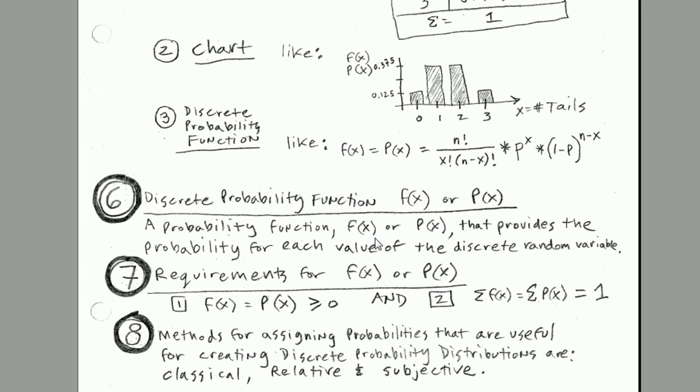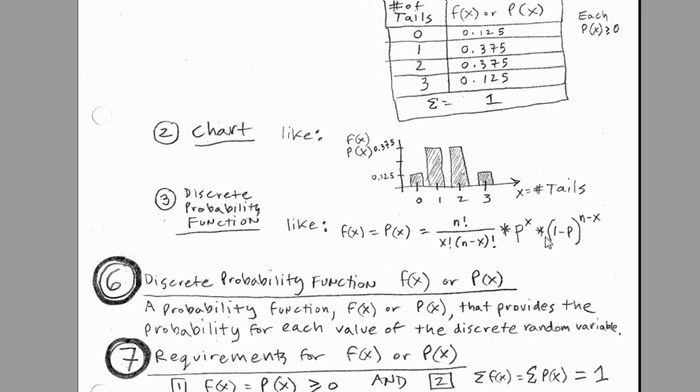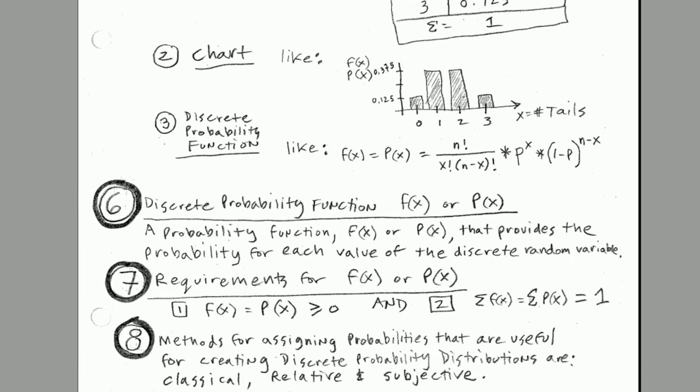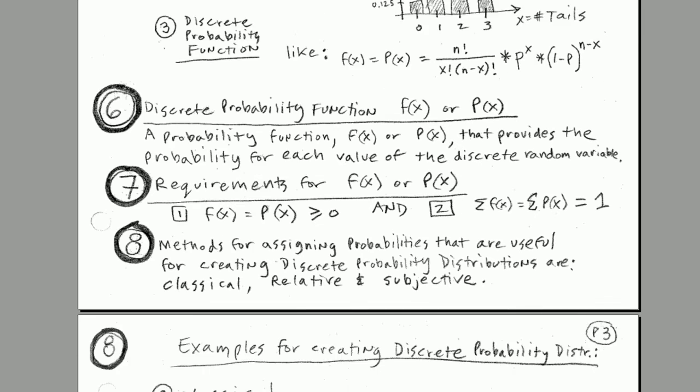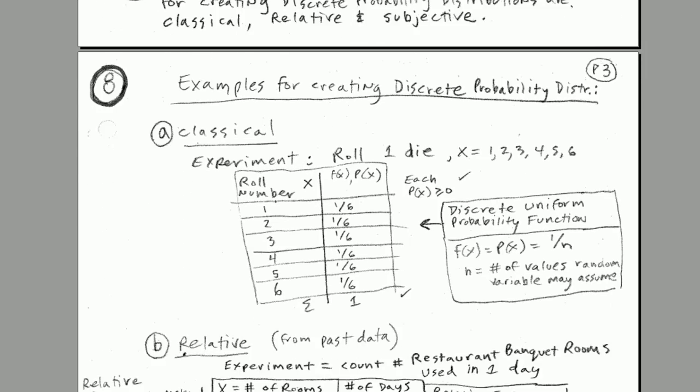This p of x or f of x will provide the probability for each value of the discrete random variable. So here's one of the values, here's the other value. Each one of these probabilities can be calculated with this function right here. Now we want to scroll down and talk about the methods of assigning probability.